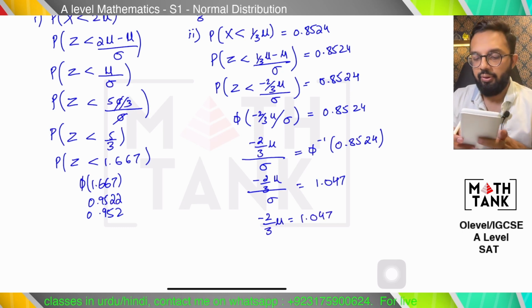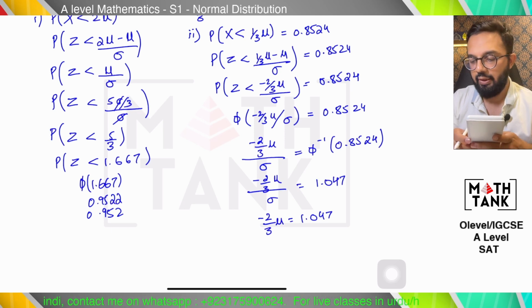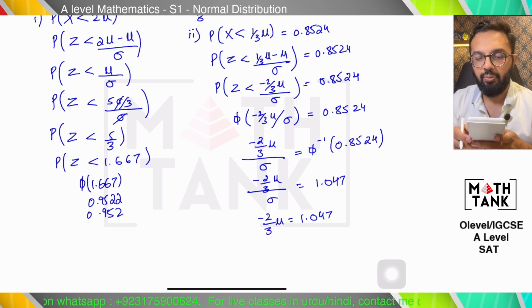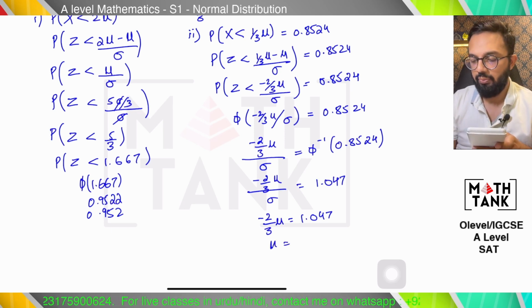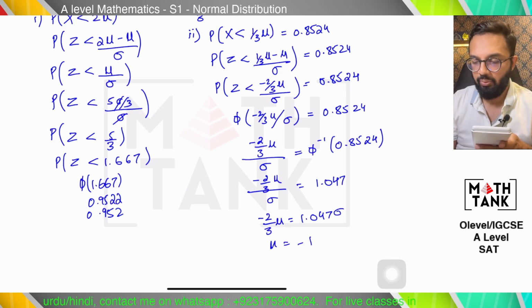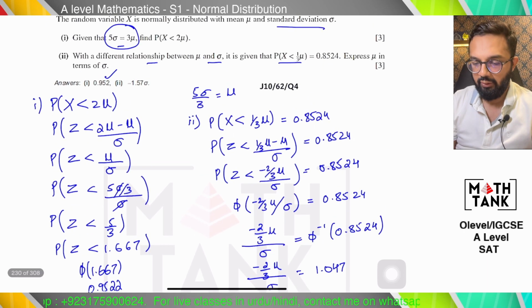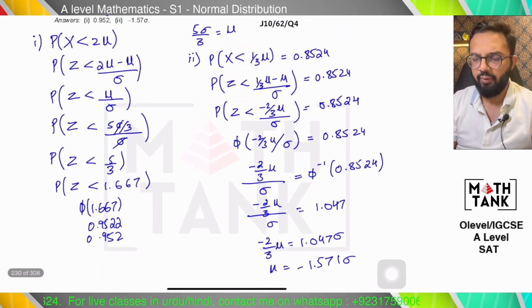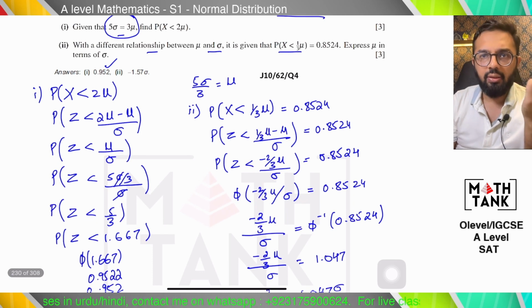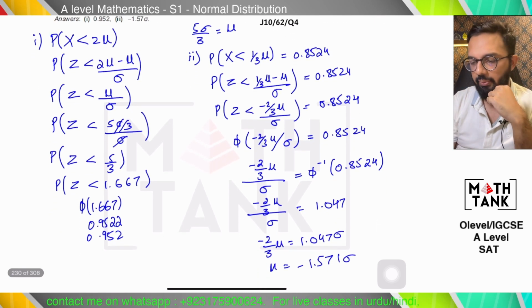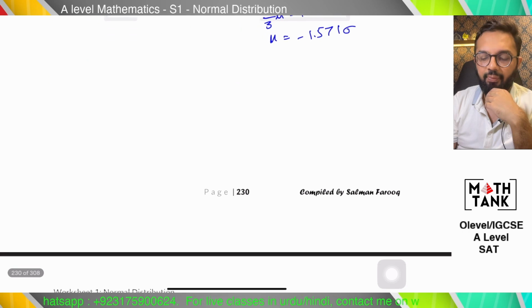I'll take minus 2 over 3 to the other side: 1.047 times 3 divided by 2. That gives me mu equals minus 1.571 sigma. This is 1.57 because it's rounded off to three significant figures. But that's the relationship between mu and sigma, and that is the final answer.